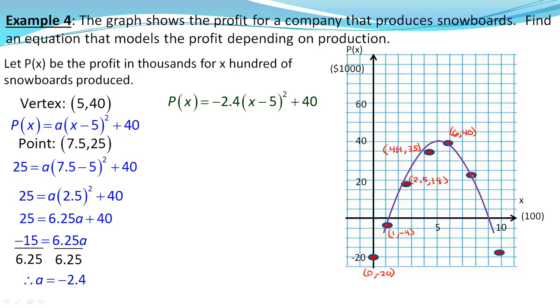And then this one here is 7.5, comma, maybe about 23, a little under 25. And this one down here is about 10, comma, negative maybe 18. It's not quite down to the negative 20. So those are the points I'm going to use. So let's bring the calculator back.